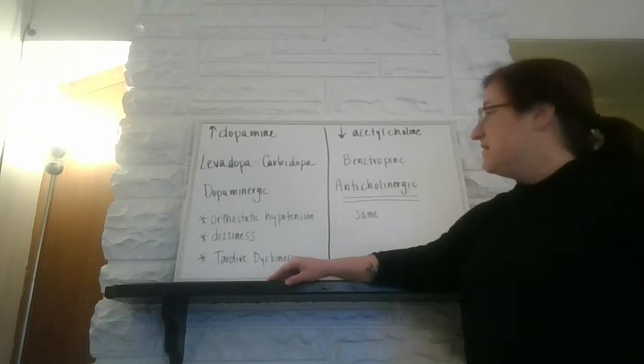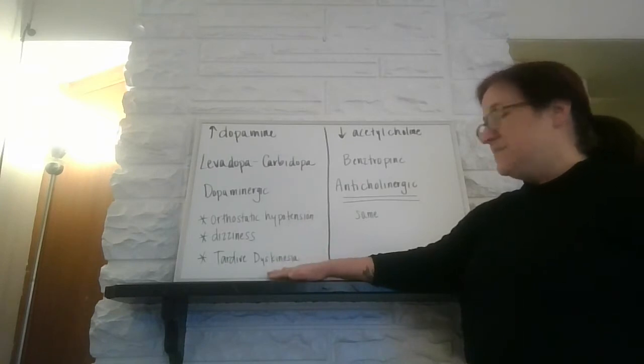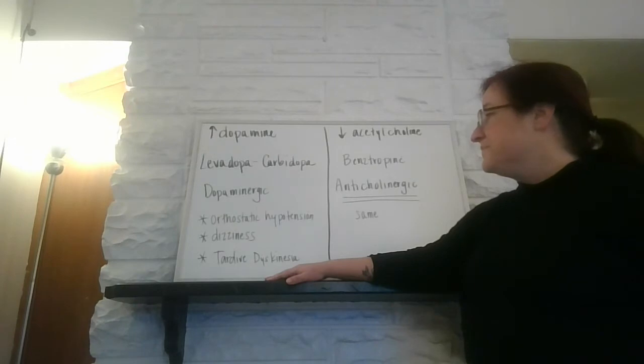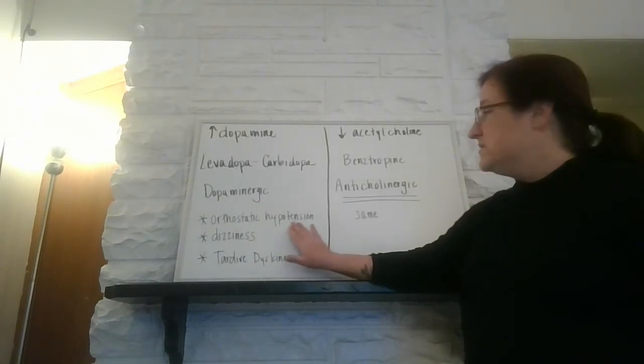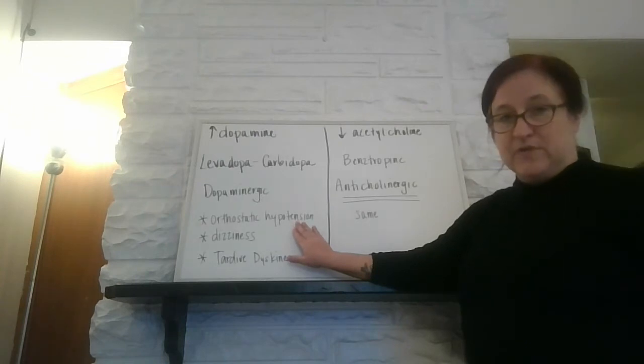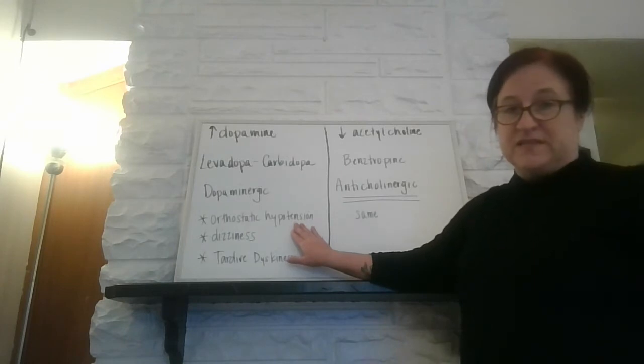So these are the main side effects: orthostatic hypotension, dizziness, and something called tardive dyskinesia. So right away we can see patients that we have to worry about. If it causes orthostatic hypotension and the patient also has hypertension being treated with medications, we have to worry about that combination. So those people need to be counseled to change position slowly. And we need to watch what their blood pressure does when they're on this medicine.